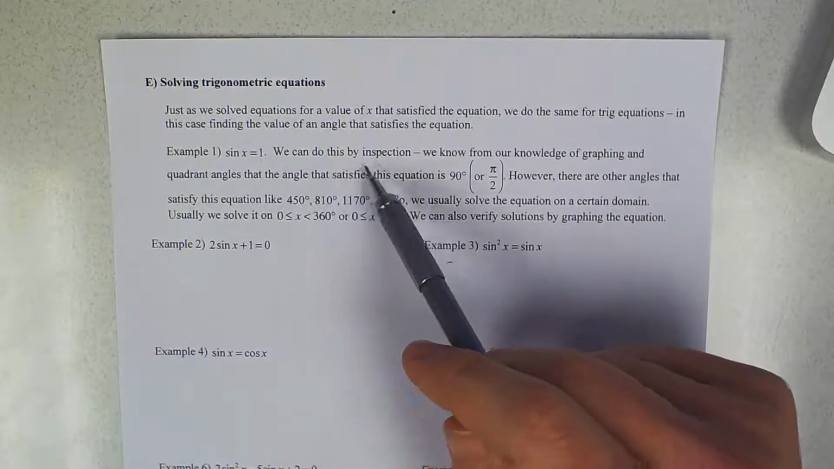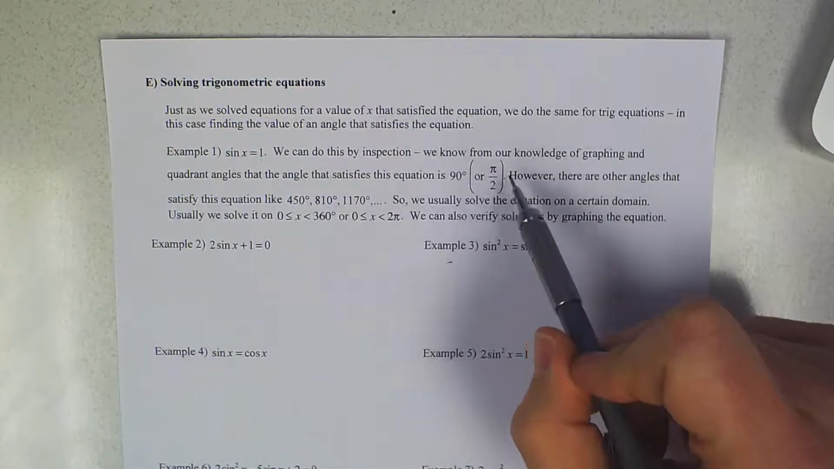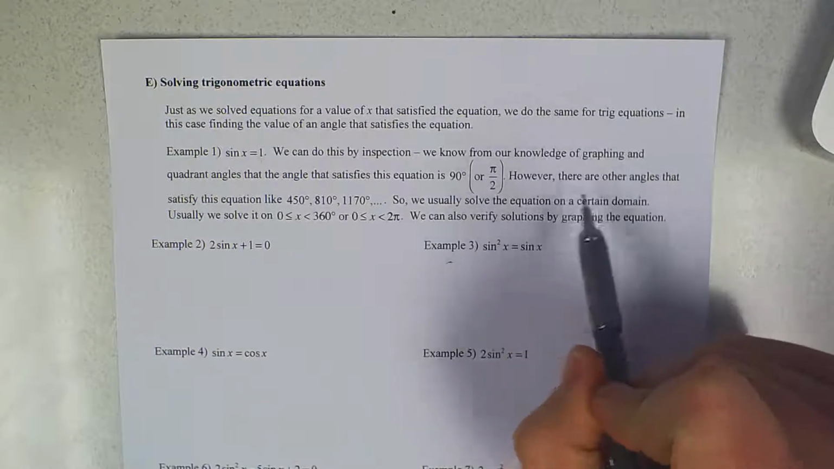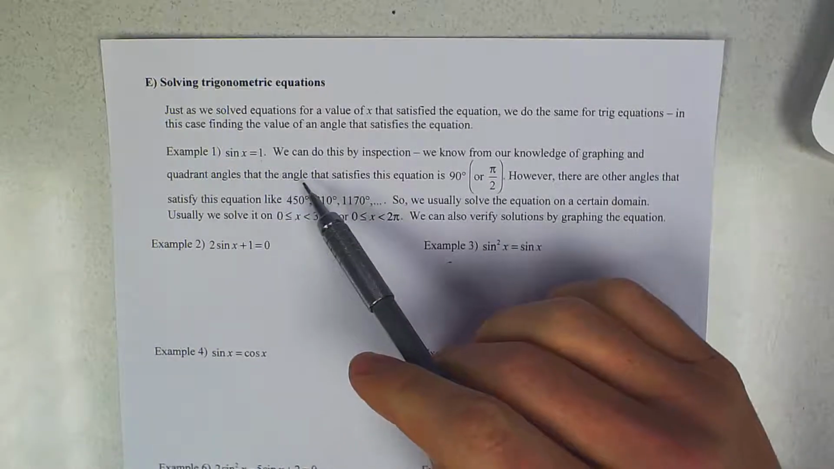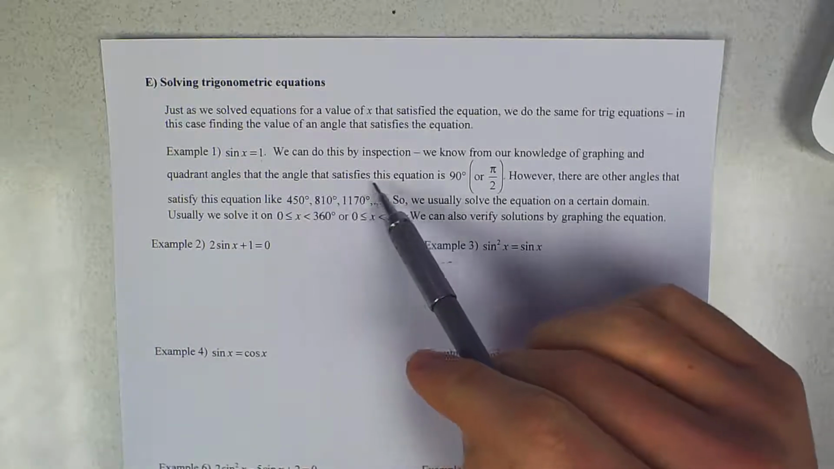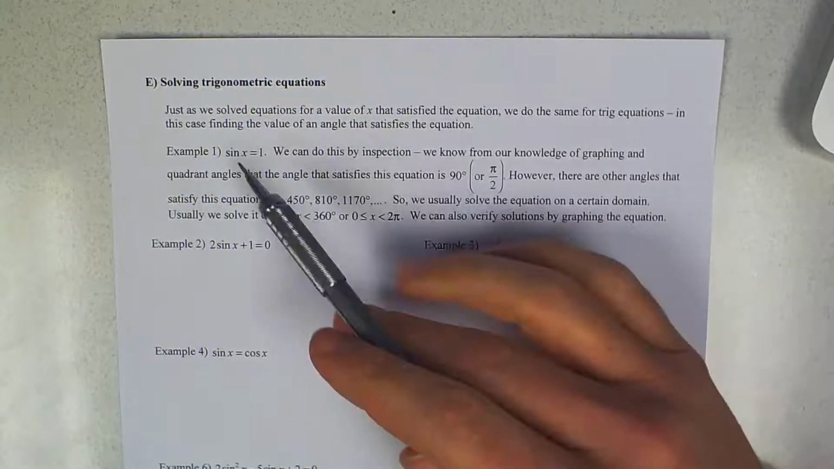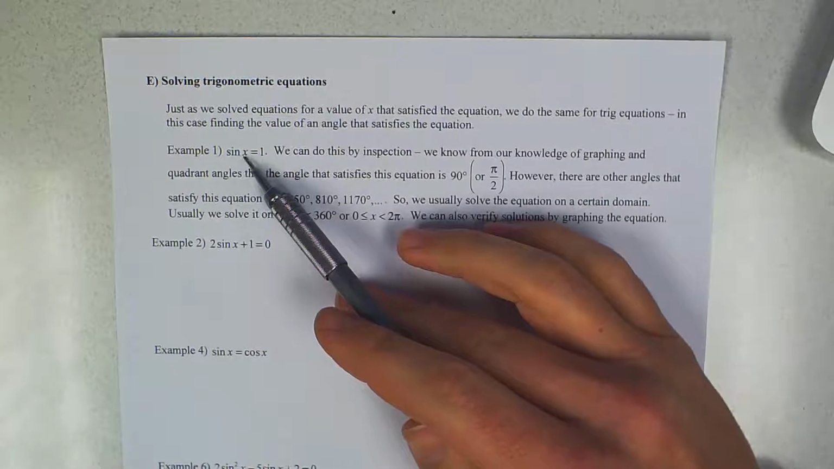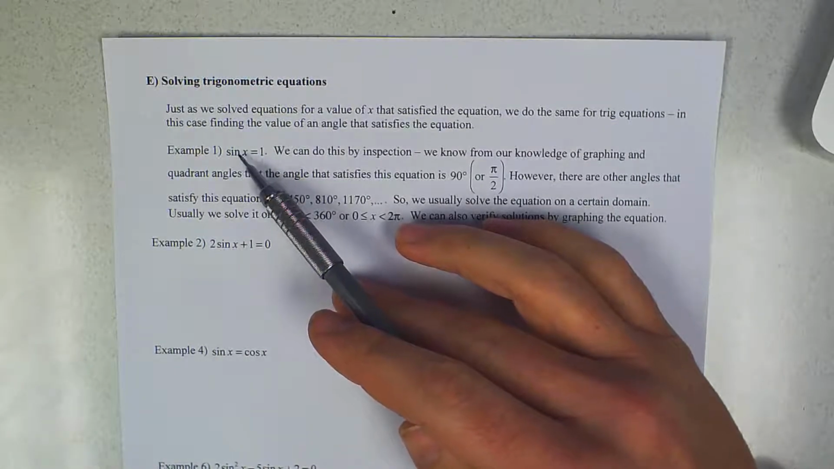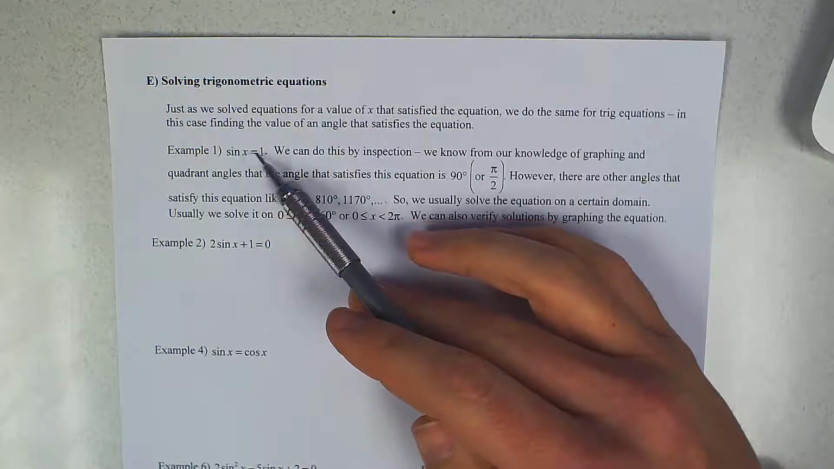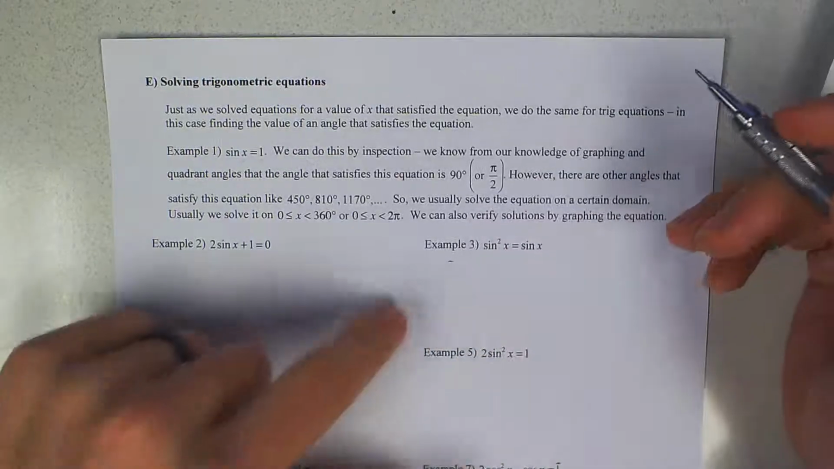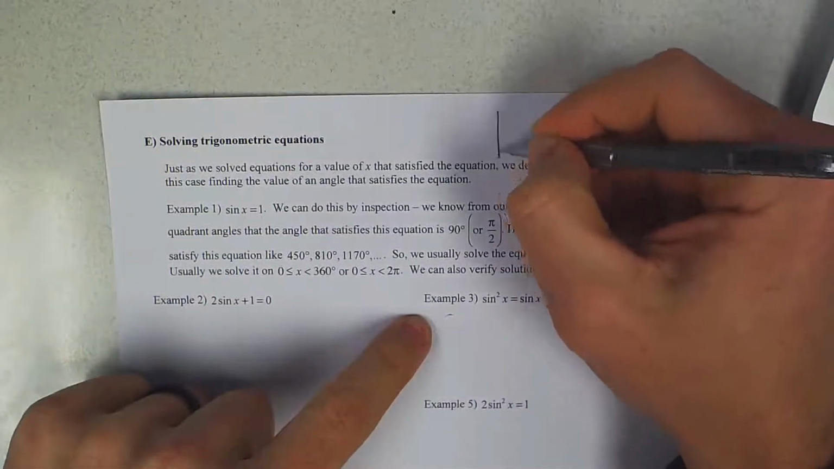So we can do this by inspection. We know from our knowledge of graphing and quadrant angles that the angle that satisfies this equation is 90 degrees or pi over 2 in radians. So again, what this is saying is, sine of what angle is equal to 1? And that's where you would have to know your quadrant angles.